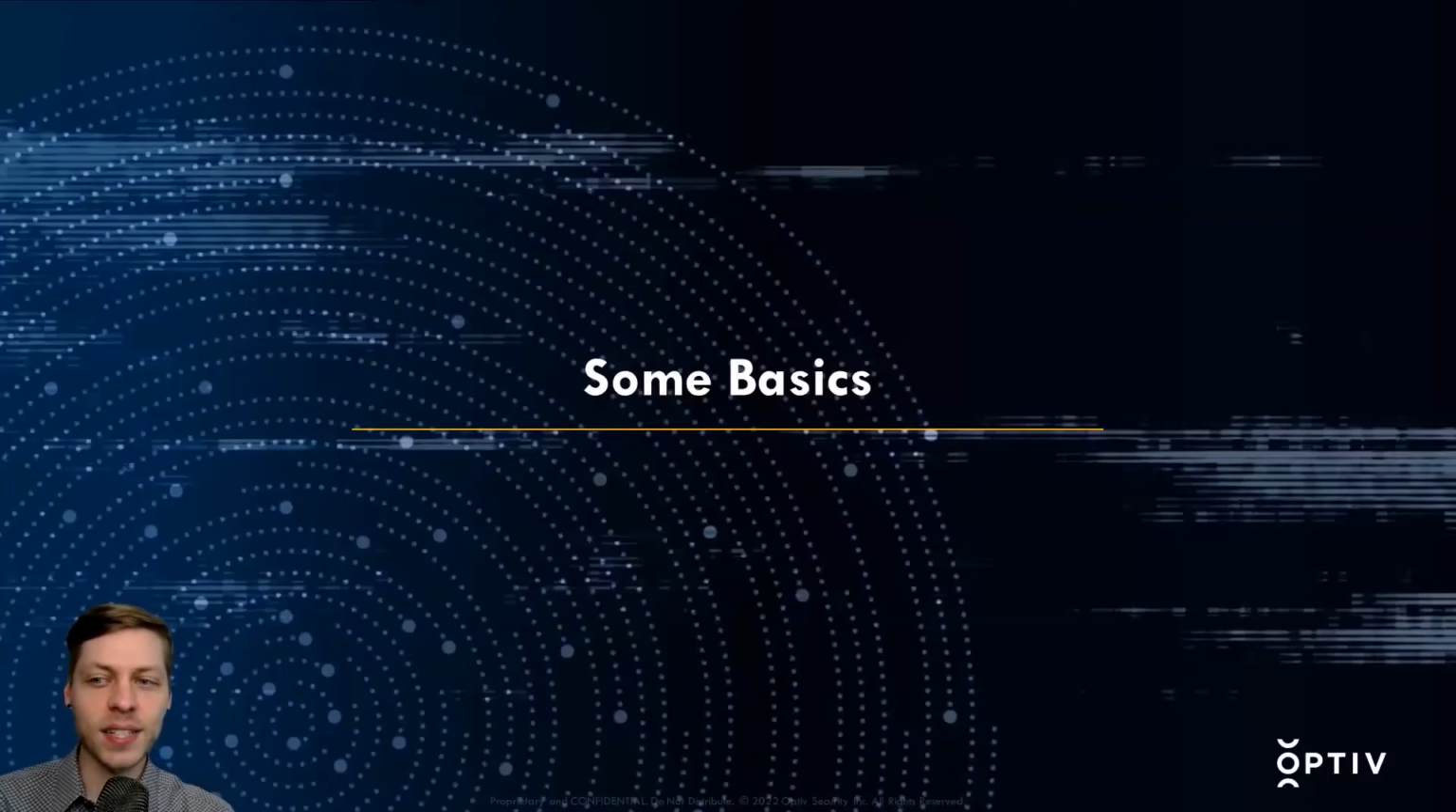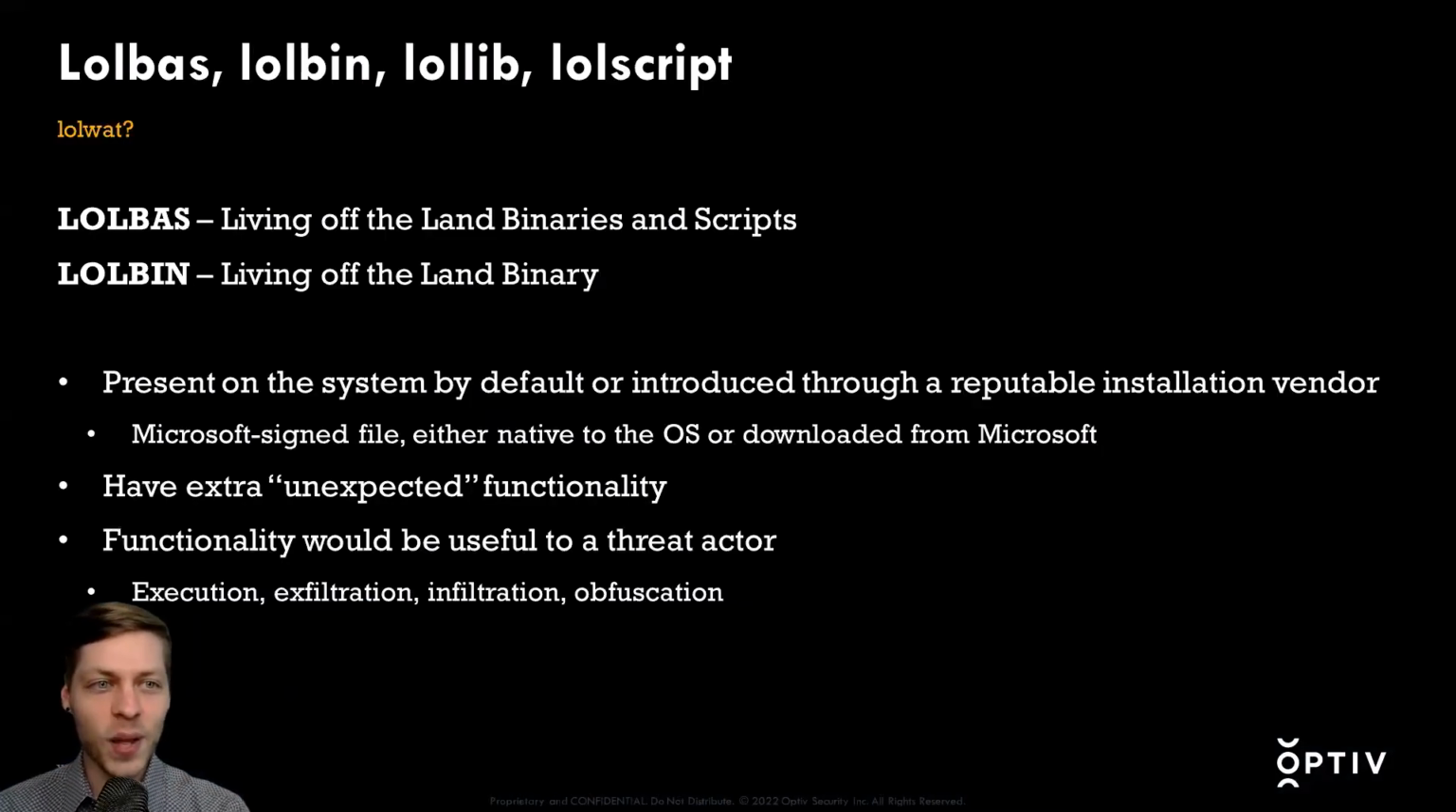On to some basic concepts and language so we can all be on the same page as we move through this presentation. LoLBAS, lolbin, lollib, lolscript. It's a whole lot of acronyms that basically mean the same thing. LoLBAS is living off the land binaries and scripts. Lolbin is living off the land binaries. The idea of living off the land is simply that a threat actor can and will leverage programs that already exist within the environment. And one of the main reasons that they'll do this is it helps them avoid detection by dropping less artifacts to disk. By not introducing new tools into the environment, they're at a lower likelihood to trigger some kind of alert or detection to make defenders aware of their presence.